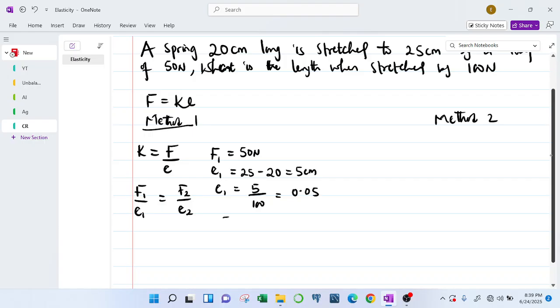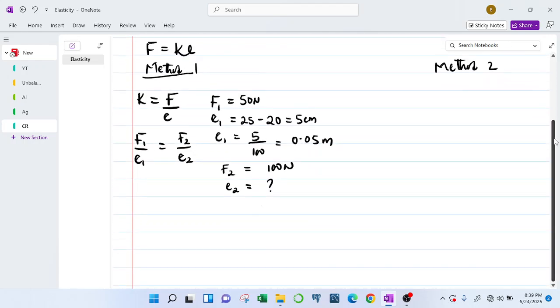That is E1. What's your F2? Your F2 is 100 newtons. This is not meters. And your E2 is what? You don't know. You are looking for the length, not the extension anyways. But what happens? How do you know the new length? The new length has to be the initial length plus the amount by which it extended. All right. So now we can go on.